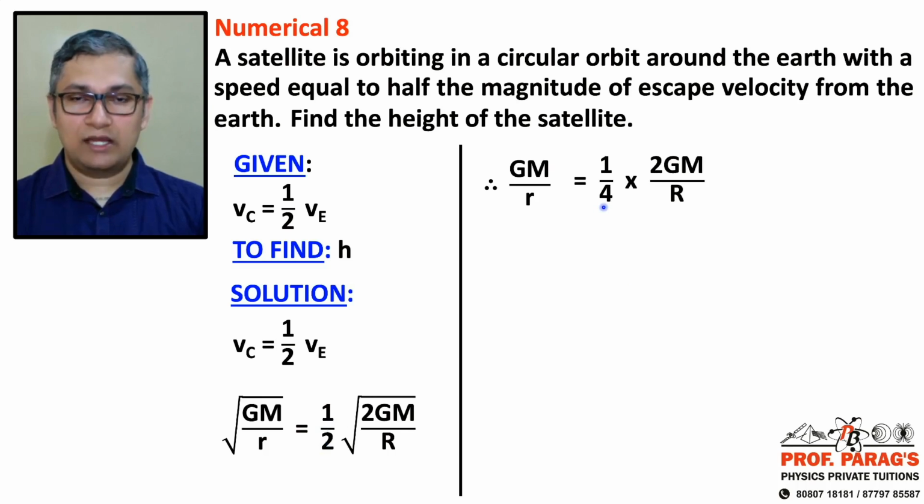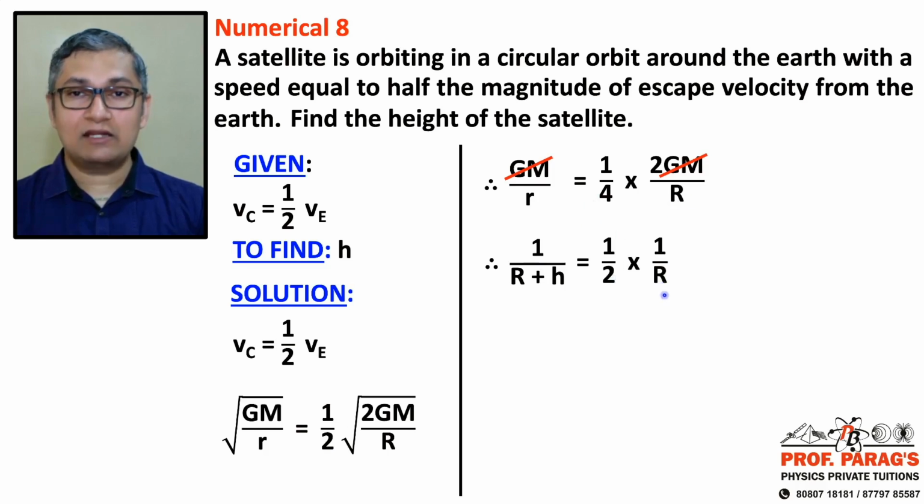Okay, so I can definitely cancel off the GM on both the sides, and also 1 by 4 into 2 is going to become 1 by 2. So I have 1 upon small r, which is nothing but capital R plus h, equal to 1 by 2, because 2 by 4 becomes 1 by 2, and then capital R in the denominator.